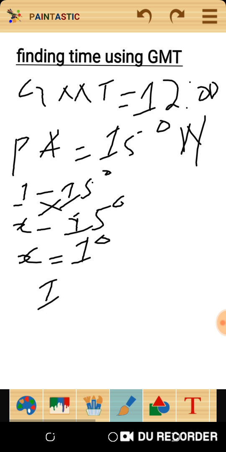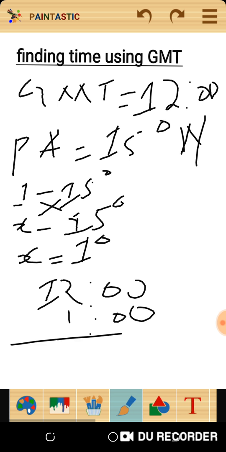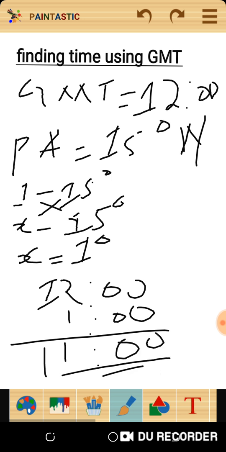So I'll say 12 hours minus 1 hour, and the answer that I'm having is 11 hours. So if the time given for GMT is 12 hours, the time at place A, that is having 15 degrees west, will be 11 hours.